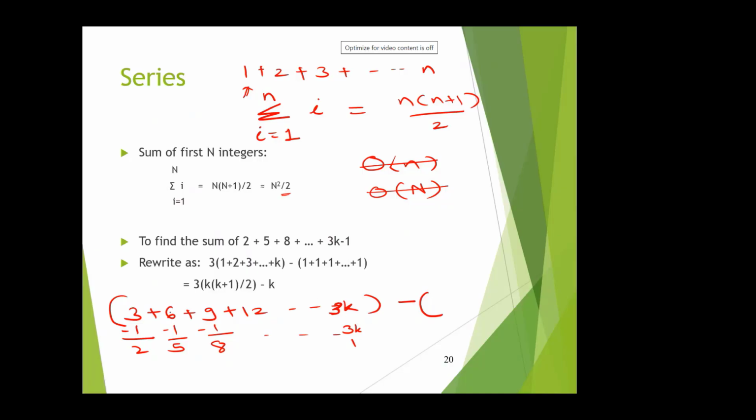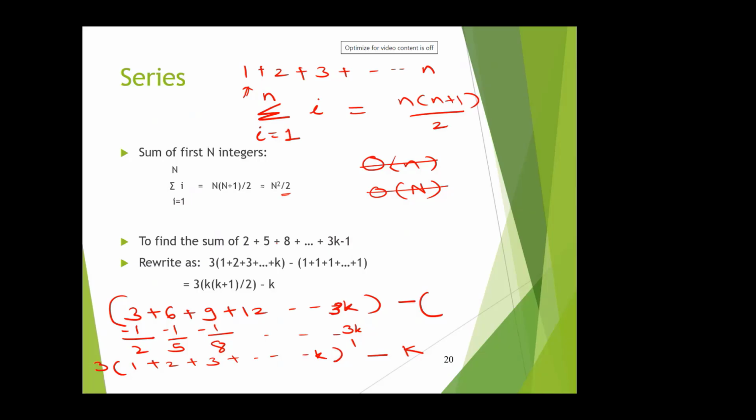Now, if you look at this series, eventually what I'm going to do is take 3 common. If I take 3 common, inside I'm going to take 1 plus 2 plus 3. So this is my known series which goes from 1 up to k, minus, and those many times I'm going to negate 1. So this number is nothing but k, I'm going to minus.